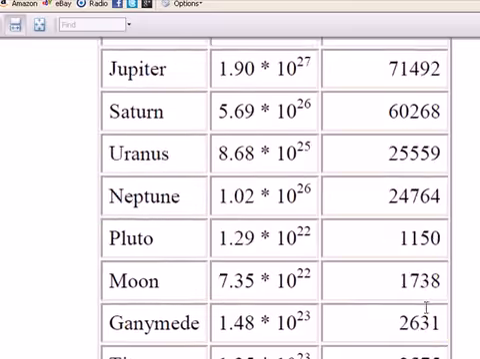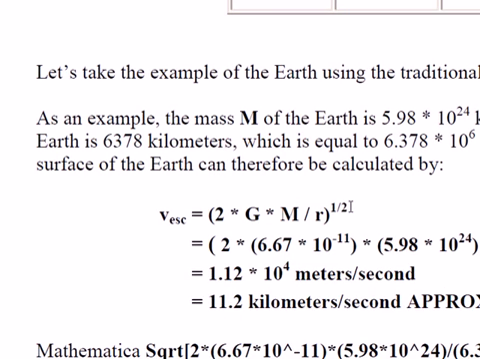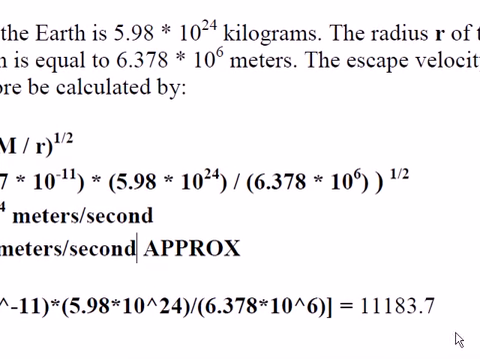So let's take a look at the standard way of doing it, the Newtonian way of doing things. In the Newtonian way, the escape velocity is the square root of 2 times GM over r. That's what the half is. And what you get approximately is 11.2 kilometers per second. More precisely, if you use Mathematica, you get 1183.7 meters per, I think that's meters per second.